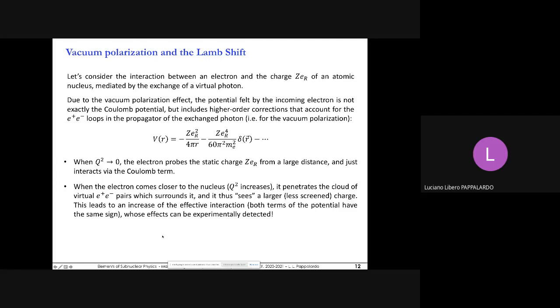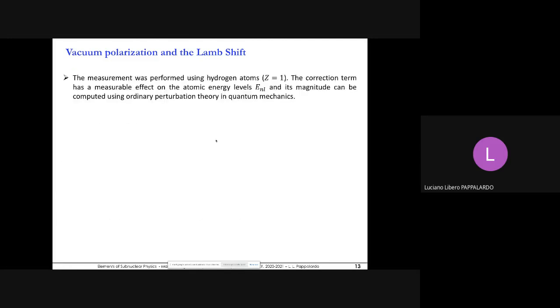When instead the electron comes close to the nucleon, closer and closer, so Q square increases, it penetrates the cloud of virtual e plus e minus pairs which surrounds it, and it sees a larger, or if you like, less screened charge. And this leads to an increase of the effective interaction, because both terms have the same sign. So the Coulomb potential is increased by this higher order contribution arising from the vacuum polarization effect. And this can also be observed experimentally in the Lamb shift effect, for instance.